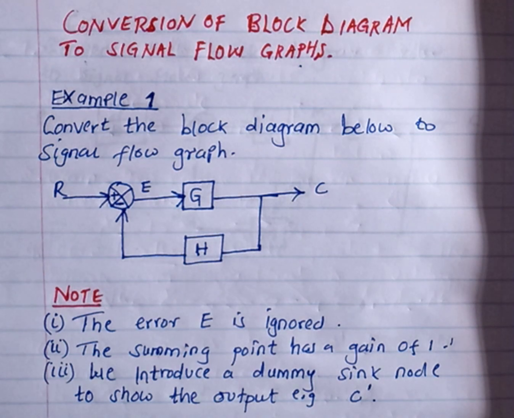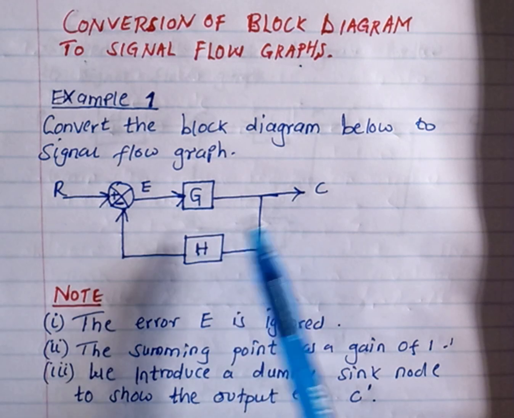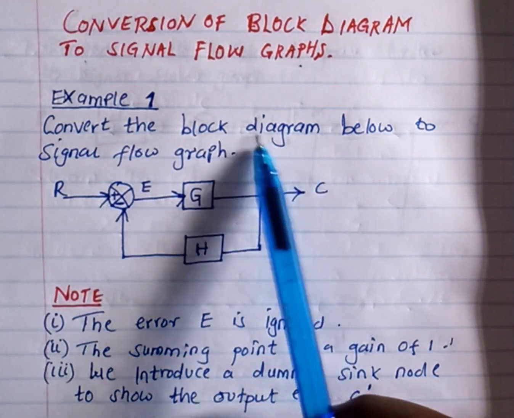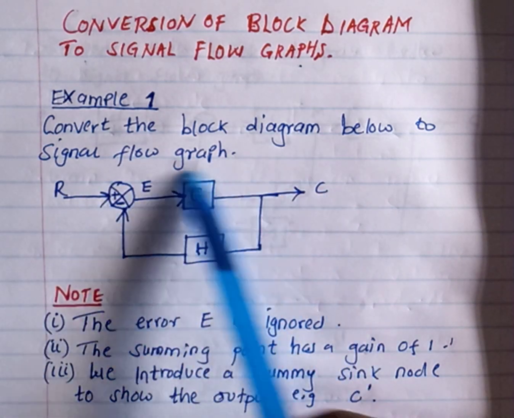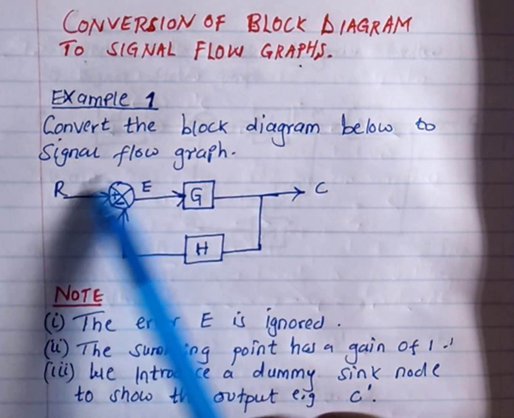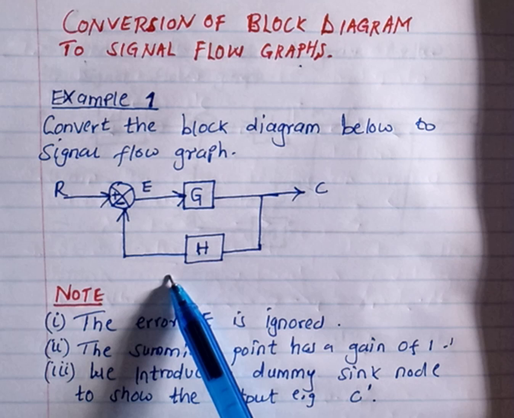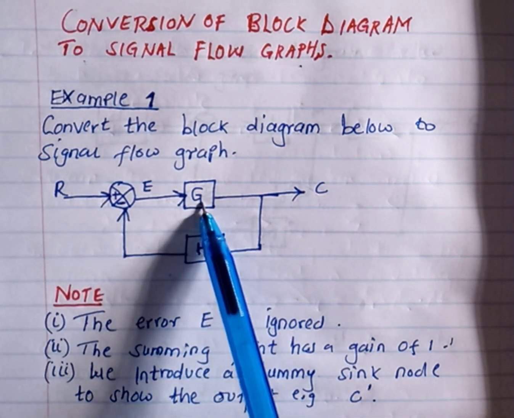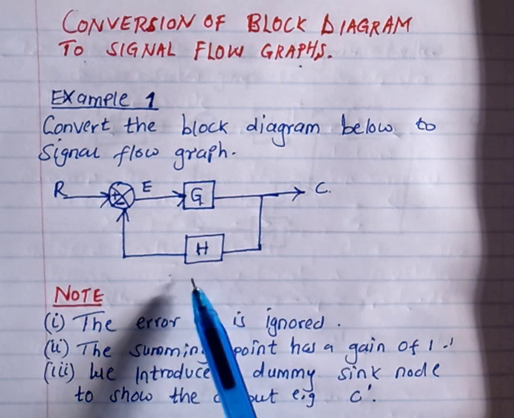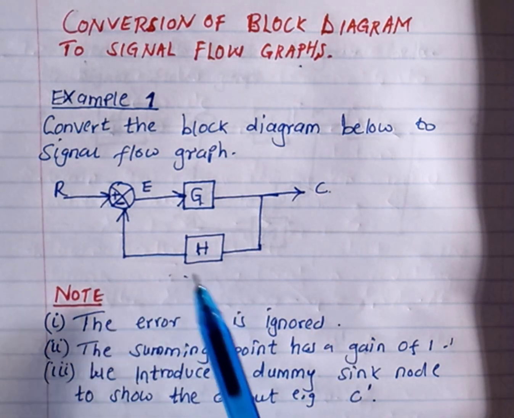So I'm given this block diagram here. Then I'm told to convert the block diagram below to a signal flow graph. This is my block diagram, which is the canonical diagram that we had initially. It has this input, it has the error, it has the gain block, it has the output, then we have the feedback element here.